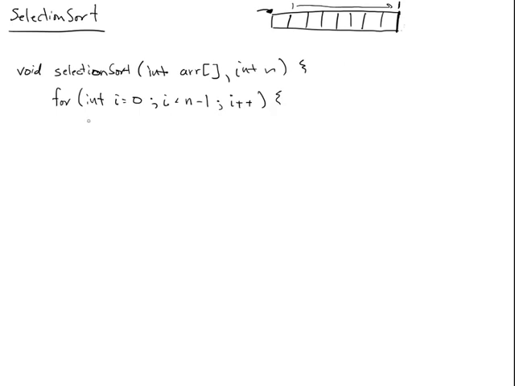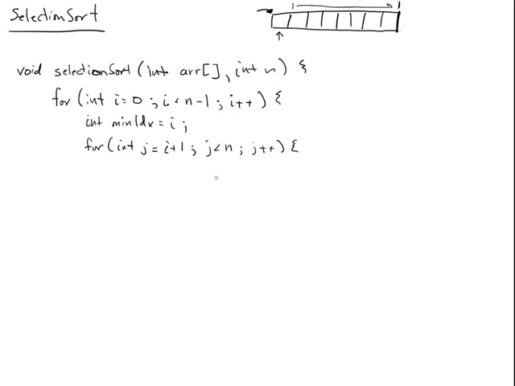Okay, and now we're going to need that minimum index guy. So int minIndex, and this value always starts at i. It always starts at the index that we're looking at to compare. Okay, so now we need another for loop, int j, and this is going to equal our index value plus 1, so i plus 1. And what we're going to do is go to the end of the array, so this is while j is less than n, and we do j plus plus.